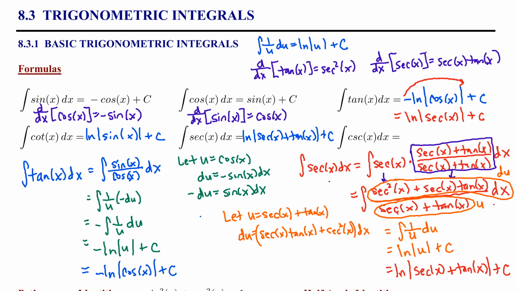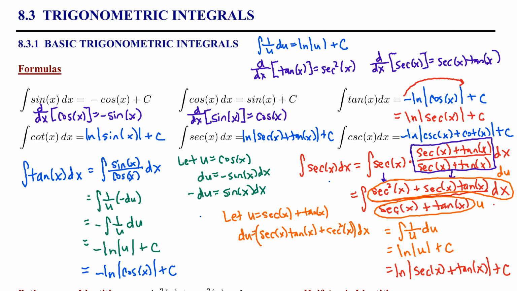Now we're not going to take the time to derive it, but the integral of cosecant of x dx is produced with a similar process. The result here, we would end up with the negative natural log of the absolute value of cosecant of x plus cotangent of x plus c.